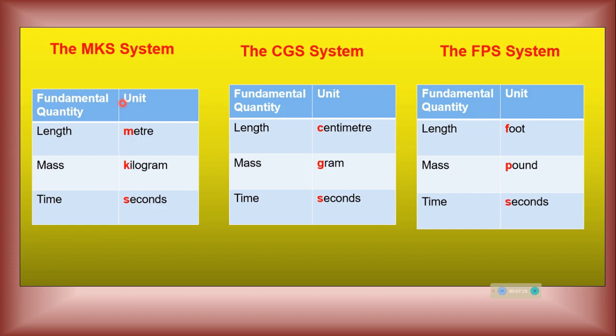Considering the fundamental quantities as length, mass, and time, 3 systems were developed. These systems are the FPS system, where length is measured in foot, mass is measured in pound, and time is measured in seconds. The CGS system, where length is measured in centimeter, mass in gram, and time in seconds. The MKS system, where length is measured in meter, mass in kilogram, and time in seconds.